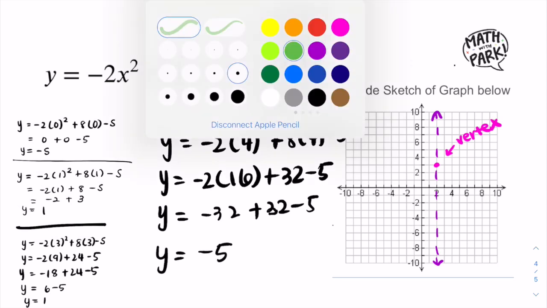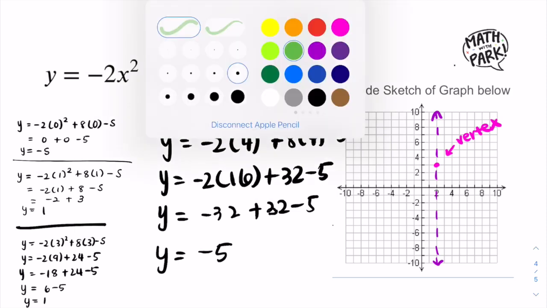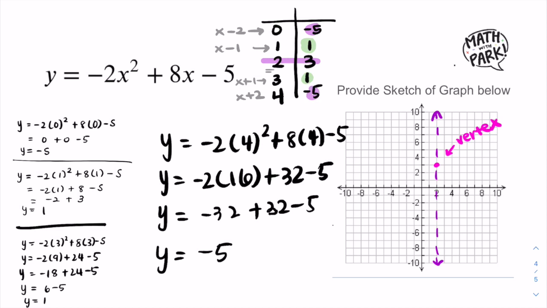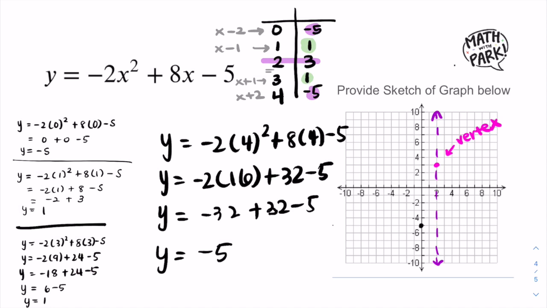Notice a quick check is because we start from the vertex, our y values match up as we pan out because it's a mirror. So as you graph these points, (0, negative 5) is right here, (1, 1) is right here, (2, 3) we graph, (3, 1), and (4, negative 5). We see a parabola shape, and we draw arrows down. So this is our graph.